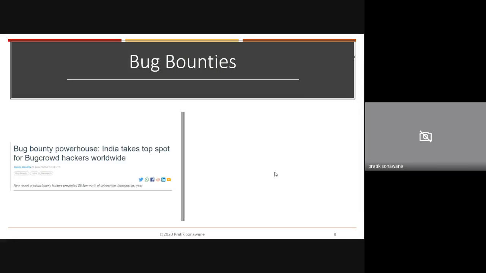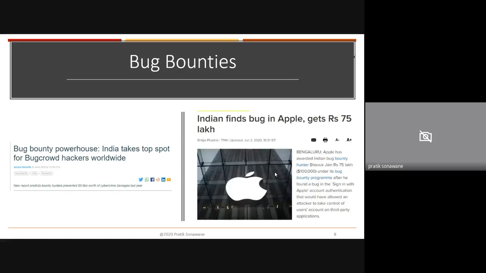So one is that India is a powerhouse, and we have taken the top spot among Bugcrowd hackers worldwide. We have more bug bounty hunters than any other country, and this was in June. One of the biggest bug bounties which was paid was by Apple. Many of you must have read about this, that this particular guy from Bangalore, Bhavik Jain, identified a bug in Apple's sign-in vulnerability. Apple paid him 75 lakh rupees. So this is one of the cases.